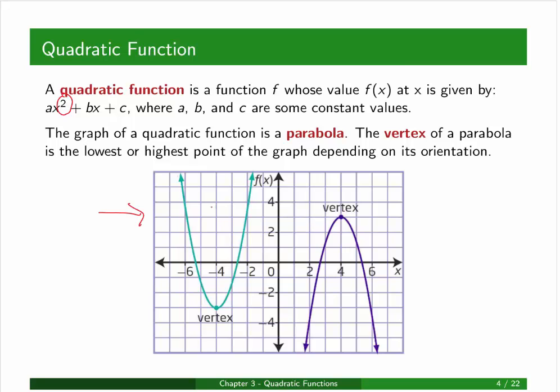They'll either be wider or narrower, depending on one of the parameters. They'll shift up and down, left and right, depending on some other parameters. But basically, here's the shape. If you look at this one right here, it really looks like a ball being flung into the air, following some kind of parabolic flight pattern.